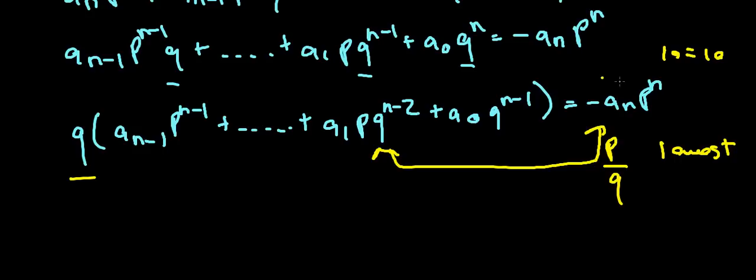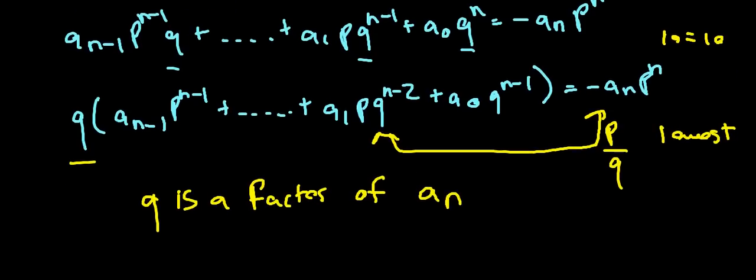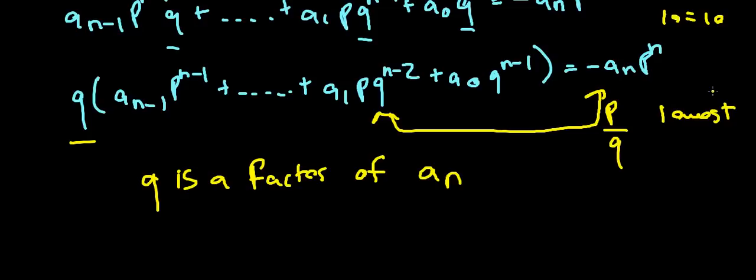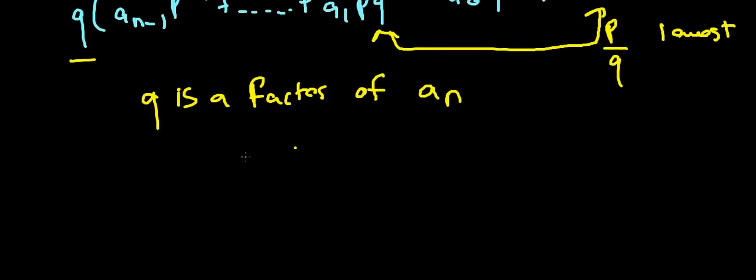So since q cannot be a factor of p, the only other place that this factor can possibly come out of is a_n. So we can say that q is a factor of a_n. And I said a to the n, I think, and I didn't mean that. I meant a_n. Man, this is terrible. Either way, q is a factor of a_n. And this is where our proof comes from.